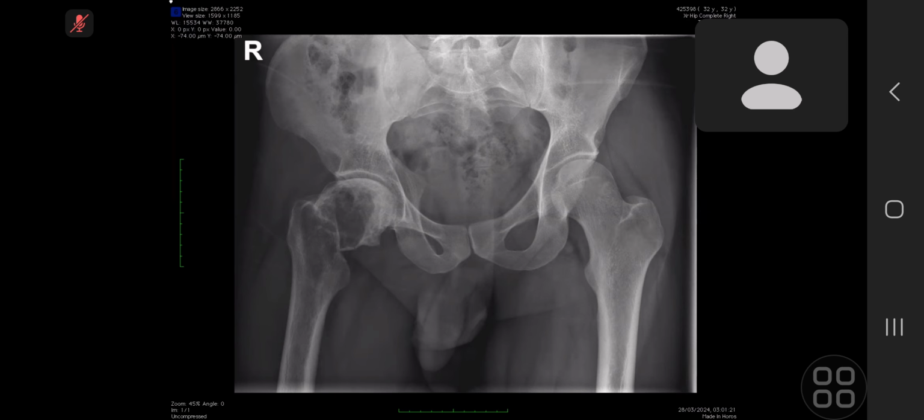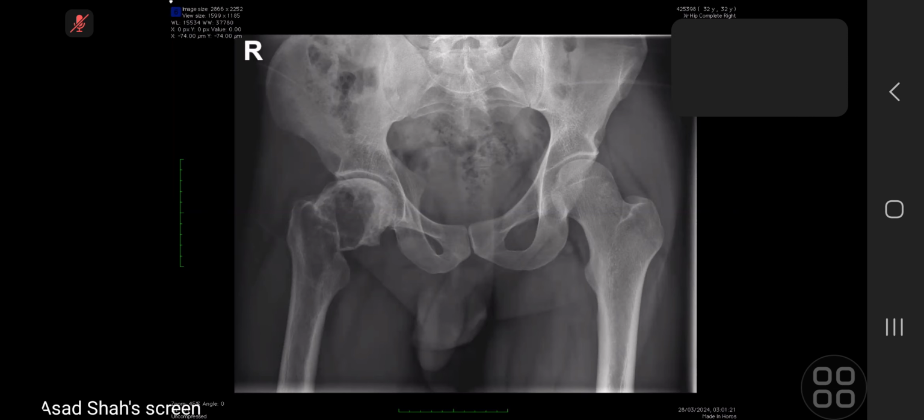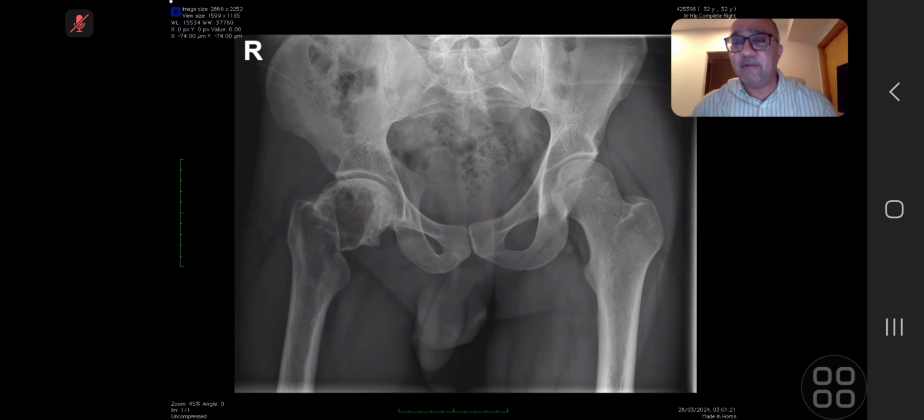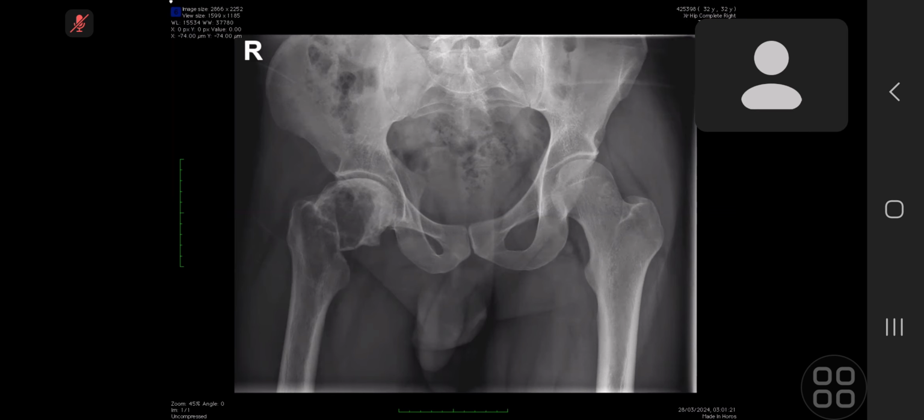a GCT, or this could be a simple bone cyst. What do you think? Sorry to interrupt you, but what do you think about the femoral head? The femoral head looks a bit deformed to me. The contour appears distorted. How would you explain that? You think a simple bone cyst can do that?